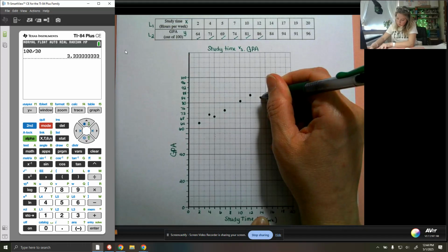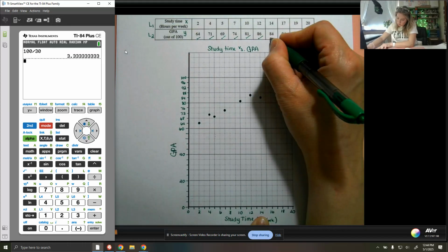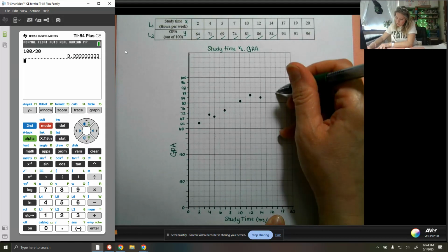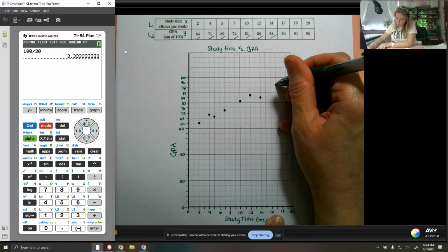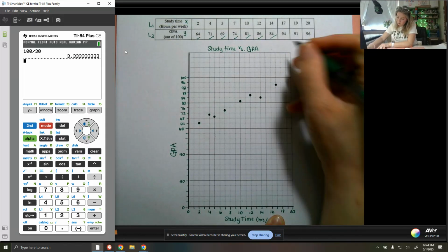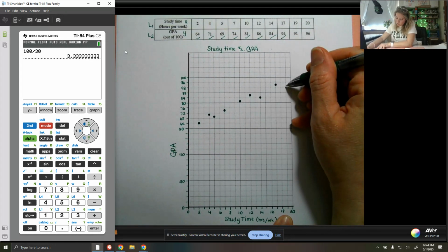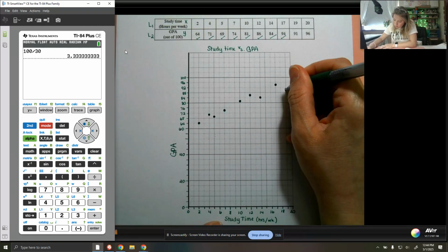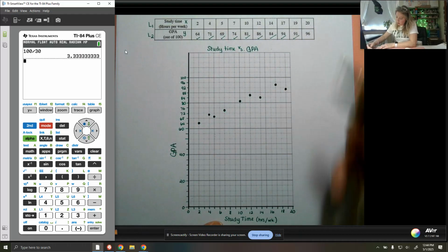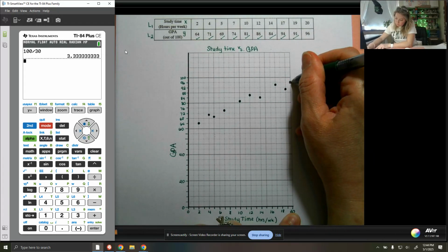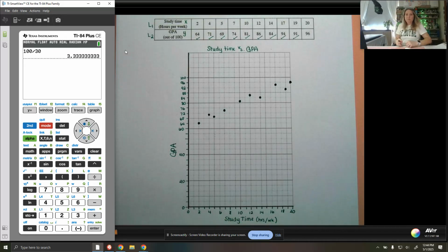It's been a minute. 17, 94. Okay, that'll be halfway between 92 and 96. 19, 91. Okay, 92 is this line, so just below 92. And 20, 96, that'll be on this grid point right here. No 100 GPA.